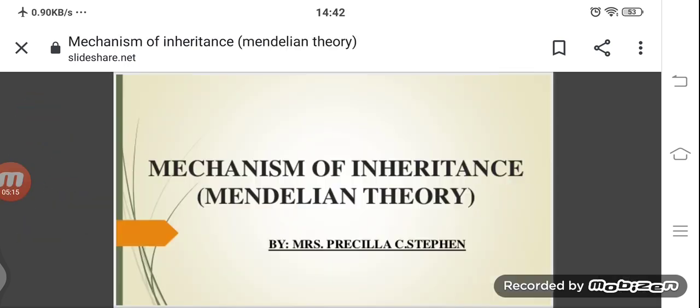So the next topic is the mechanism of inheritance. The mechanism of inheritance was identified by Mendel, so it is also called Mendelian theory, or the mechanism of inheritance.